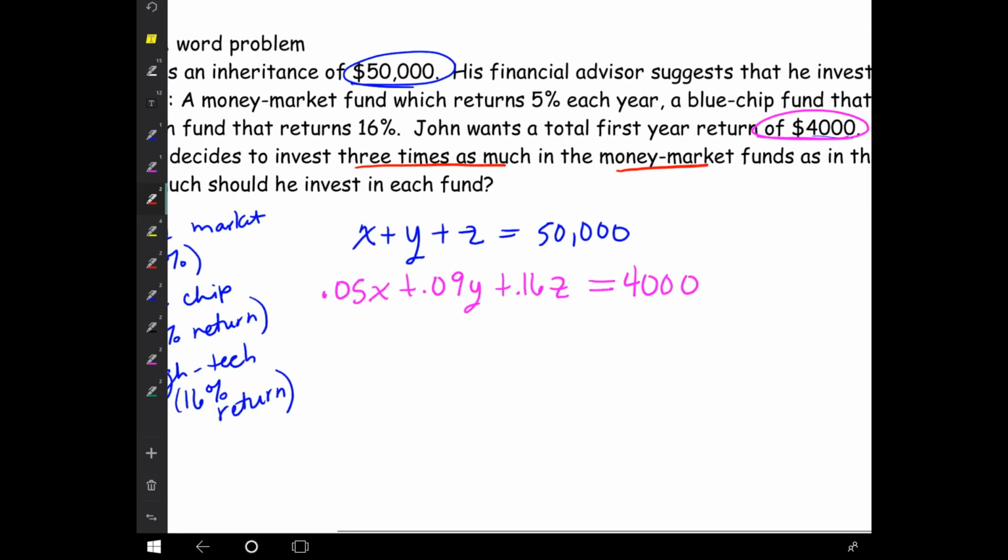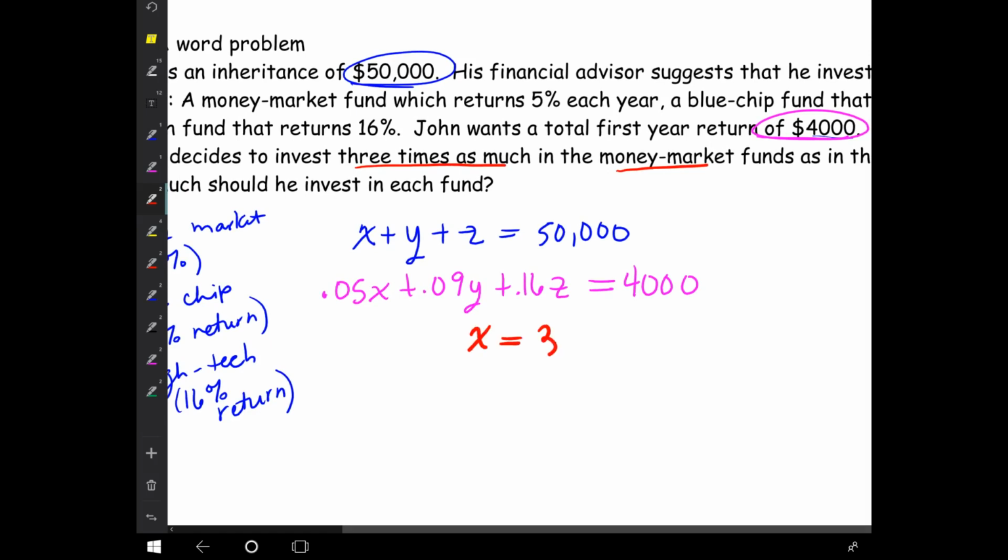My partner, what did you say for the third equation? X equals 3Z. Yes. X is equal to 3 times Z. The amount of money has to represent 3 times the amount in the high tech. So if the high tech, we put $10 in, we'd have to put 30 in the money market fund.